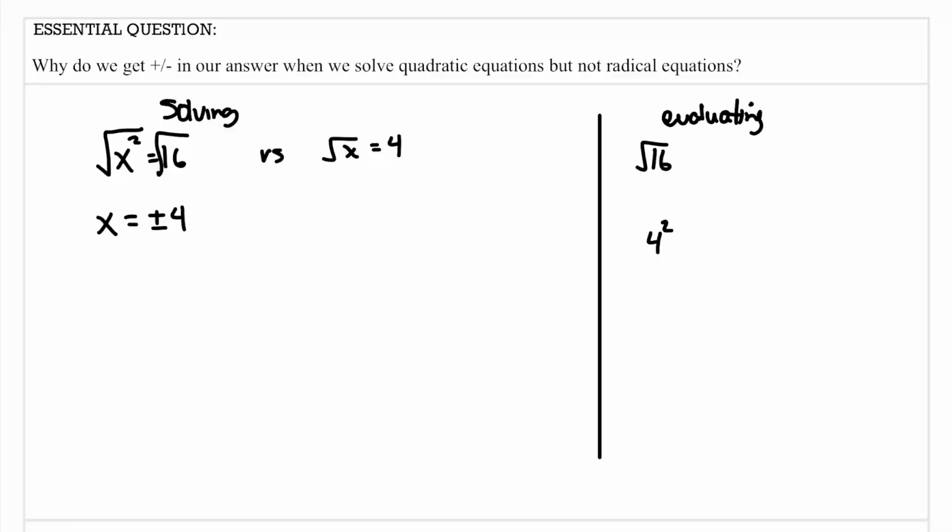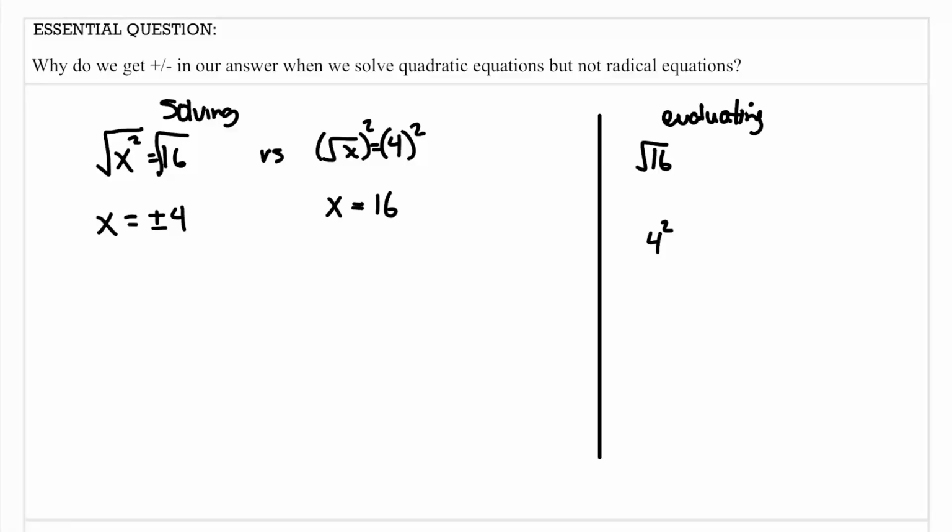Let's look at the radical equation. We've got the square root of x equals 4. So now we're going to square both sides, and we get that x equals 16. We don't need a plus or a minus there because we're not taking the square root of both sides. We're squaring it, and the only answer you get when you square 4 is 16. You don't get negative 16 when you square 4.